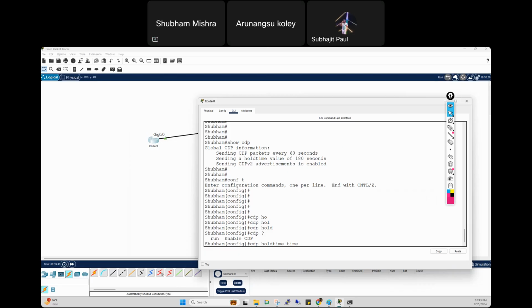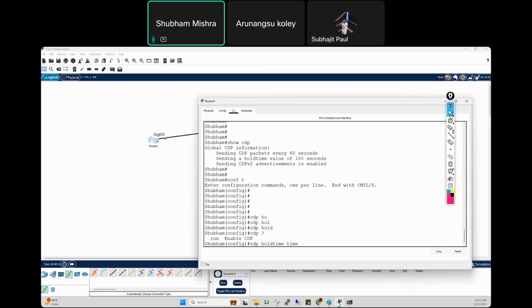So guys, I hope you understand what is the use of CDP. By the help of CDP, you are able to check your directly connected device information. Clear na? Everyone, tell me, what is the default setting of CDP? By default, I told you na, it is already enabled globally. Globally means on all the interfaces, right? Yes, sir.